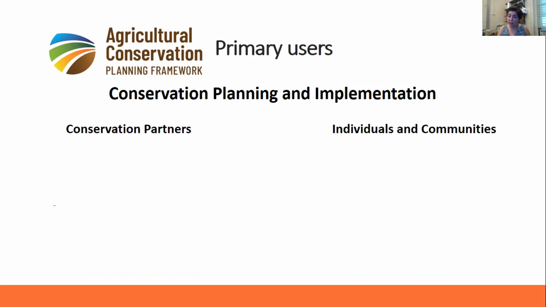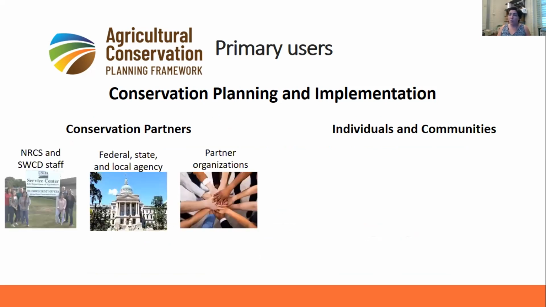So in conservation planning and implementation, the primary users that we focus on are conservation partners, and of course, the private individuals and communities that are working in the areas that we are focusing on. Some of the conservation partners that are users of the ACPF are NRCS and Soil and Water Conservation District staff. At the watershed and field scale, these field office staff really have the local understanding of the watershed and the people in their community. So their existing relationships and knowledge, both of the biological and physical knowledge of the area, as well as the social knowledge of the area, is important for outreach and planning information.